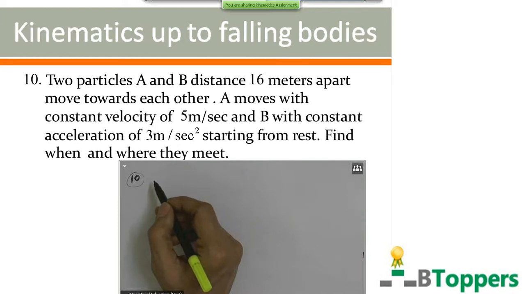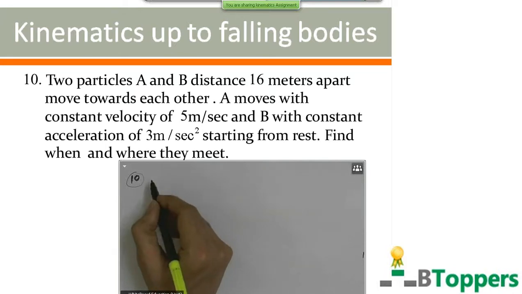Look at question number 10 again on the screen, which I already showed to you in the past. Two particles A and B, 16 meters apart, move towards each other. A moves with a constant velocity of 5 meters per second, and B with a constant acceleration of 3 meters per second square starting from rest. Find when and where they meet.